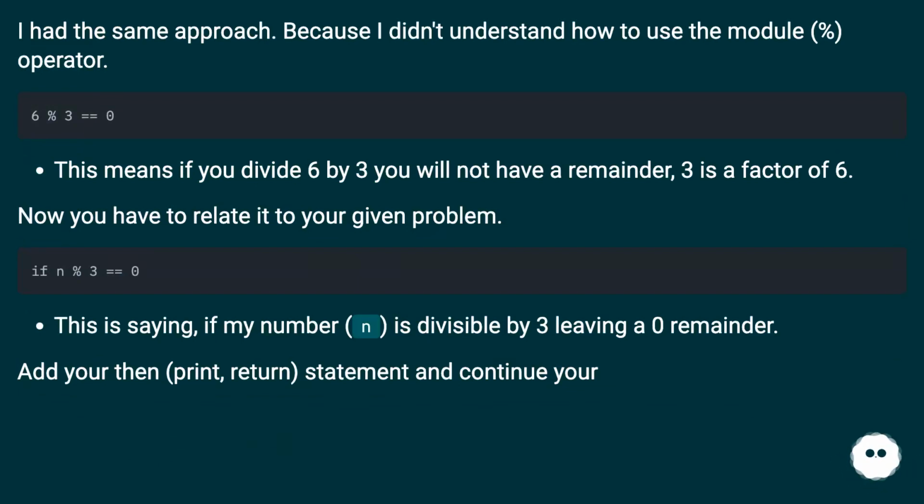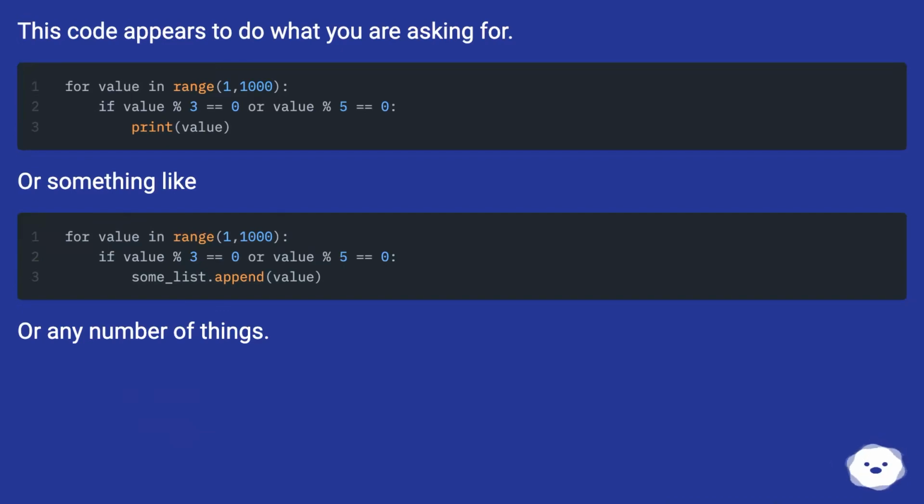This means if you divide 6 by 3, you will not have a remainder. 3 is a factor of 6. Now you have to relate it to your given problem. This is saying, if my number, n, is divisible by 3 leaving a 0 remainder, add your then, print, return statement and continue. This code appears to do what you are asking for.